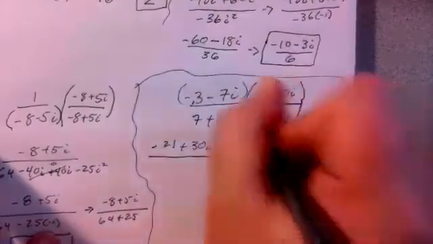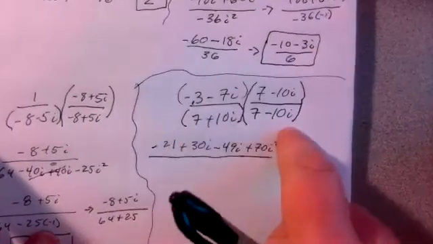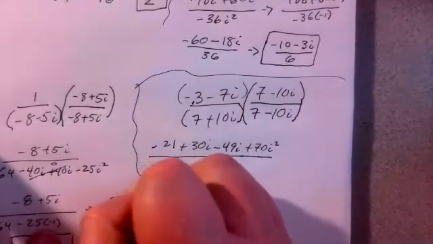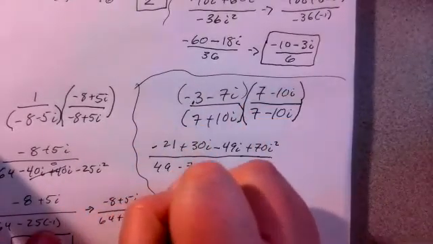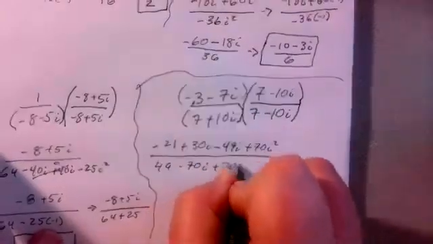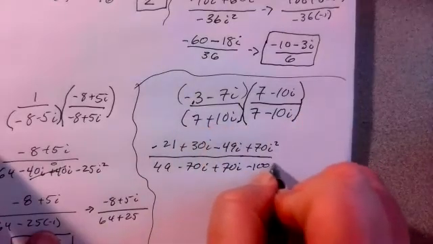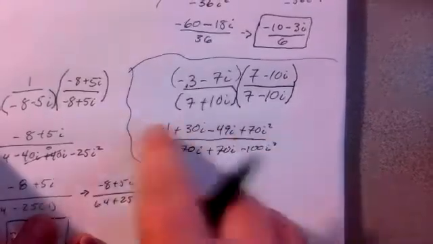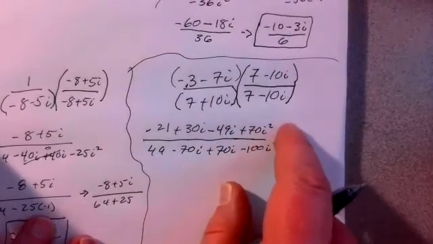And now for the denominator, right, I'm going to multiply 7 plus 10i and 7 minus 10i. So 7 times 7 is 49. 7 times negative 10i is a negative 70i. 10i times 7 is a positive 70i. 10i and a negative 10i is a negative 100i squared. And then remember, I've got 2 steps here. I want to combine my like terms in the middle and switch my i squareds to negative 1.